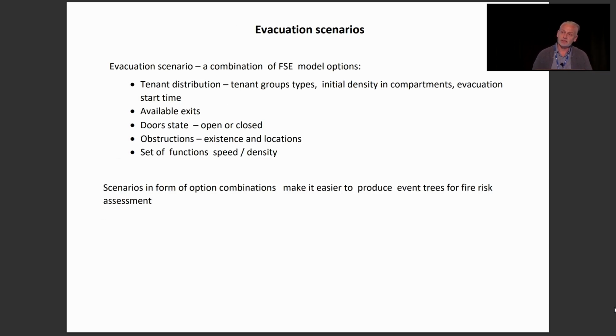To make calculation, we use evacuation scenarios as a combination of different options. Options are the tenant distribution, available exit option, door state option, obstruction option, and the used option for speed density function. The scenarios as a combination of options facilitate making event trees for future fire risk assessment.